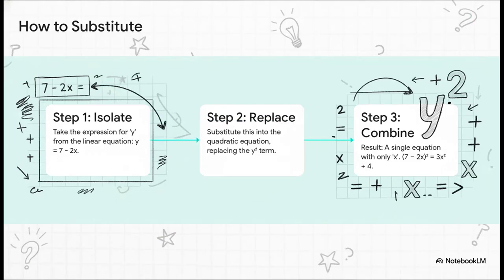So let's break that down nice and simple. First, we grab that 7 minus 2x from our linear equation. Now, because the other equation has y squared, we can't just plug it in. We have to square the whole thing. So it becomes (7 minus 2x) squared. Then we just set that equal to the other side of the quadratic equation. And boom, just like that, we've gone from two equations with two variables to one equation with just x. Your first mark is officially in the bag.